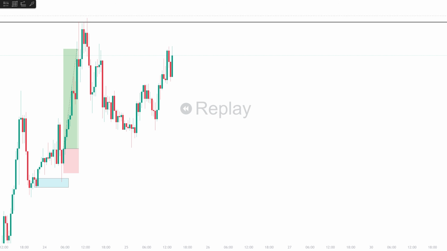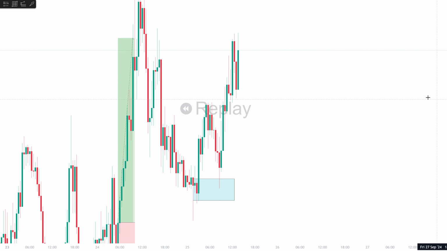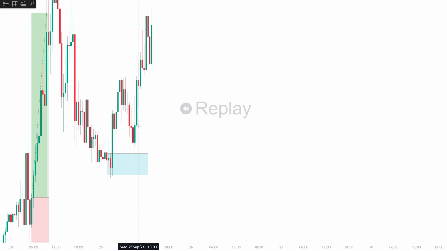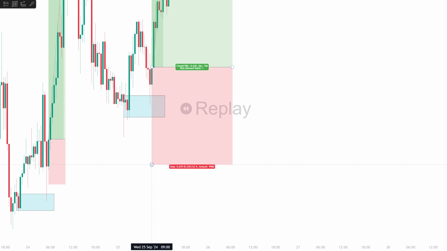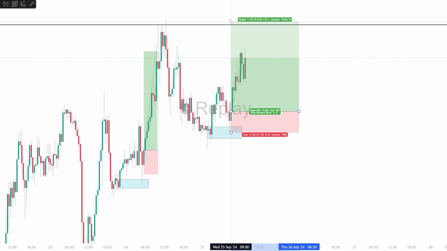So another setup here. As you can see, you have a fake out on the one candle liquidity. This is a B plus setup. It's like there's nothing really bad to say about this trade. As you can see, 30, like 0.9, just clean like that. Here you just target this high.